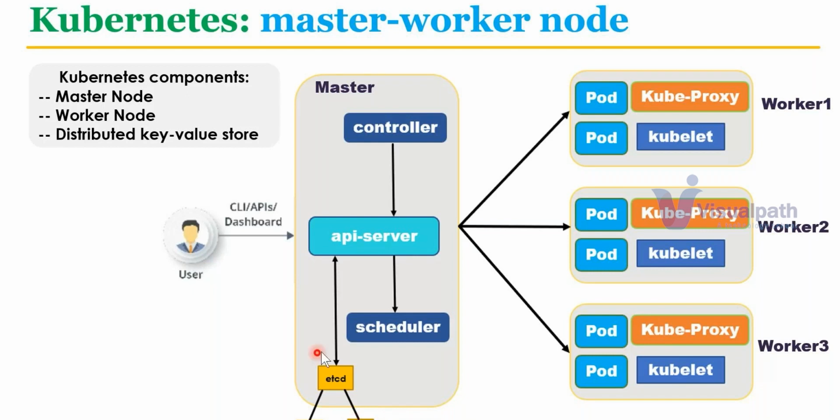Scheduler: the API server will take the details, and whenever I want to schedule anything, I'll talk to the scheduler. Controller manager also, the API server will talk to the controller. So they are all reporting to whom?